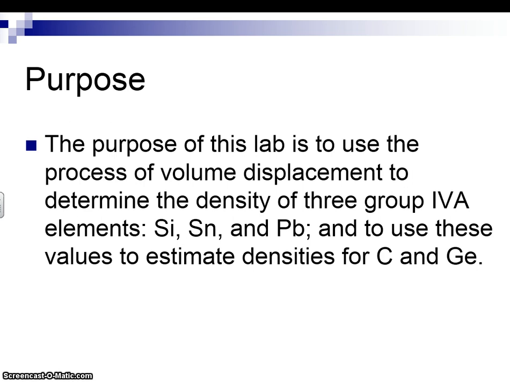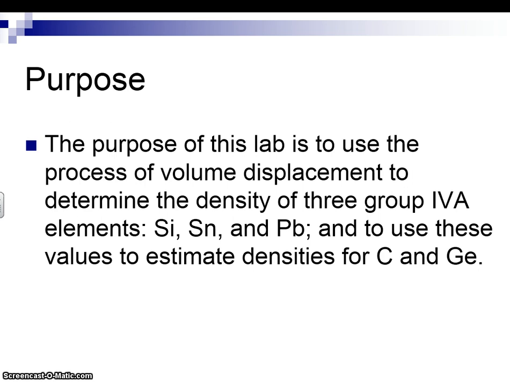As I mentioned, we're going to be determining the density for 3 of the group 4 elements. Those elements are silicon, tin, and lead. So those are the things that we're going to be using. And that is the purpose of doing this experiment. In order to do that, we are going to use the process known as volume displacement. Not only have you done this before, you were tested on it in the Unit 2 practical. So I hope you remember how to do that.